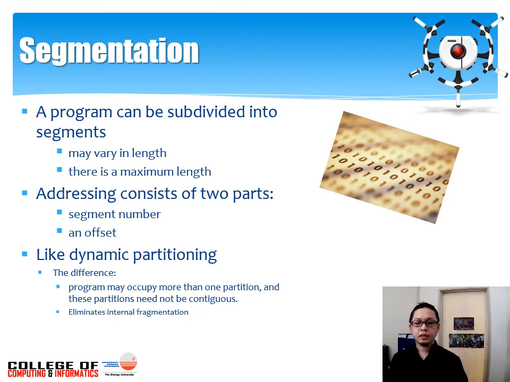So basically, in segmentation, addressing consists of two parts, which is the segment number and also the offset number. Because a segment consists of variable length of process information, the addressing is a bit different. But still, there is a reference. If in paging we are using the page table, in segmentation we are using the segment table. So how is it done? We will see in the next part.